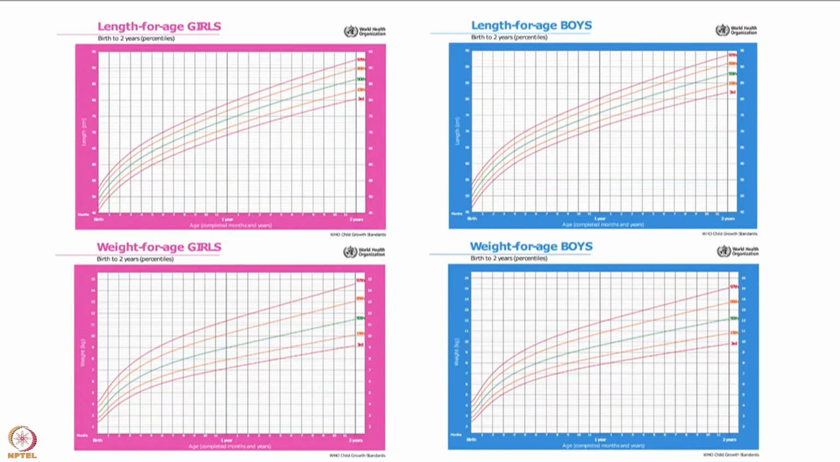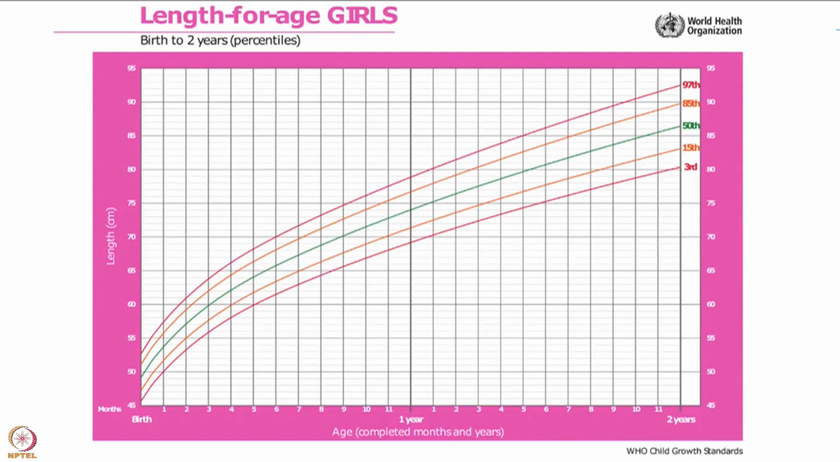Next, let's learn more about the first type of percentile growth chart. It is the length for age growth chart. It is used to plot the length for age growth indicator.